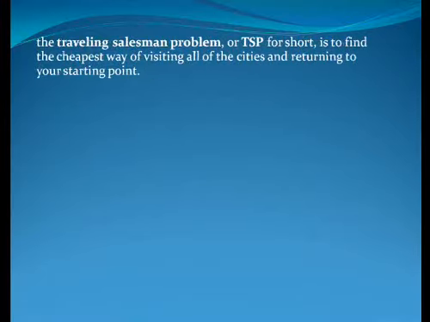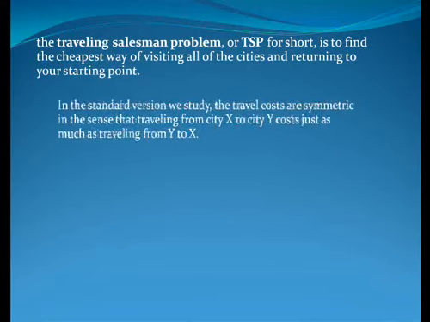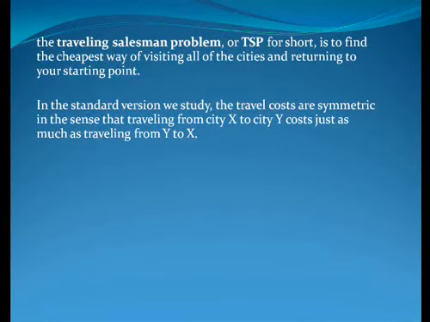The traveling salesman problem, or TSP for short, is to find the cheapest way of visiting all of the cities and returning to a starting point. In the standard version we study, the travel costs are symmetric in the sense that traveling from city X to city Y costs just as much as traveling from Y to X.